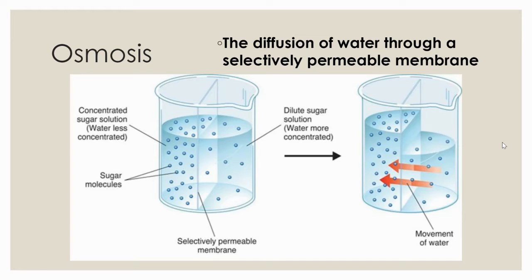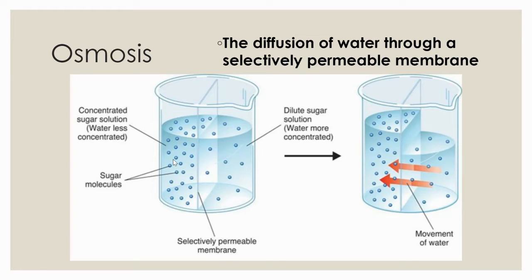Now, osmosis happens specifically when water is moving across the membrane, not when other solute particles are moving. Typically, water will move from an area where there is a low amount of solute, like a low amount of sugar or salt, to an area where there is a higher amount of solute, sugar or salt, and that will spread those particles further apart until they become more evenly distributed.